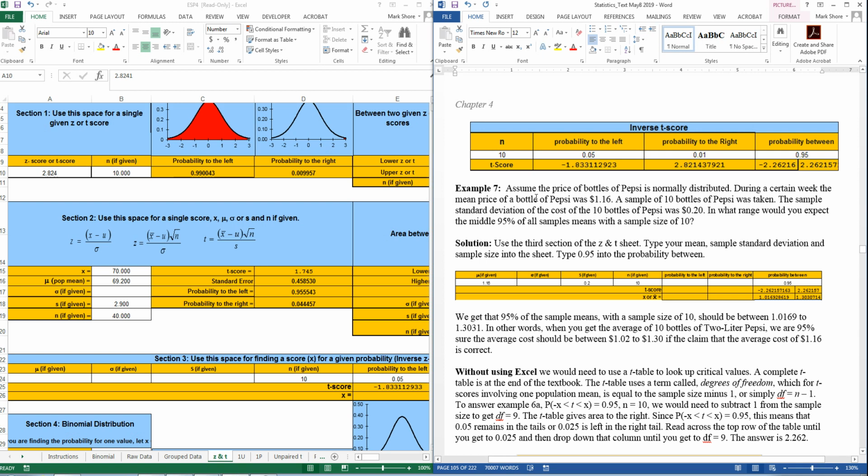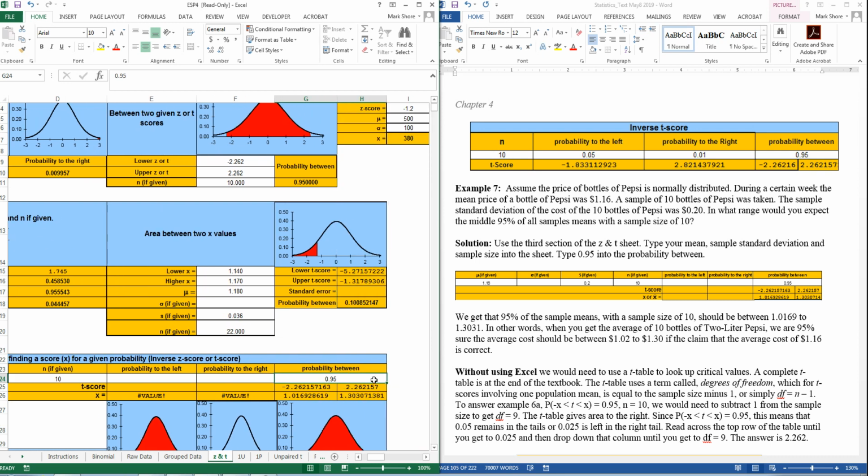Use the third section of the sheet, put in your mean right here, which is $1.16. We do not know the population standard deviation, but we do know the sample standard deviation, which is S, given to be 0.2. So type in 0.2 here. The sample size was given to be 10, so put 10 right there. And then the section we need is the middle one, probability between, and it says the probability between is 95%. It says in what range would you expect the middle 95% of your sample means? Put 95% here, the probability between.